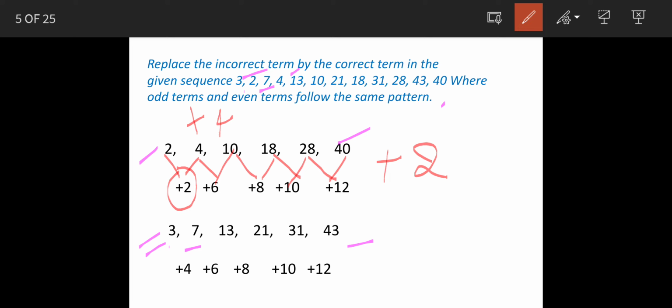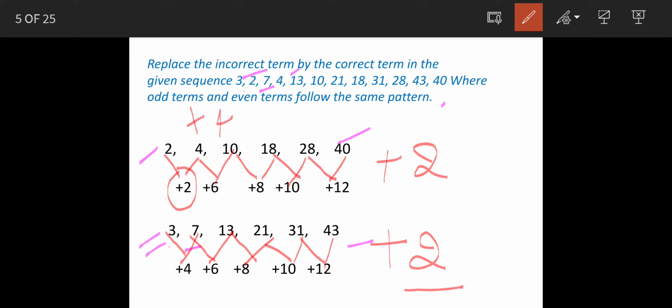Now consider the second sequence, the odd sequence. The difference between these two is 4. Then the next two, that is 7 and 13, is 6. 13 and 21, it is 8, and so on. So here, if you see, the difference is a constant 2.